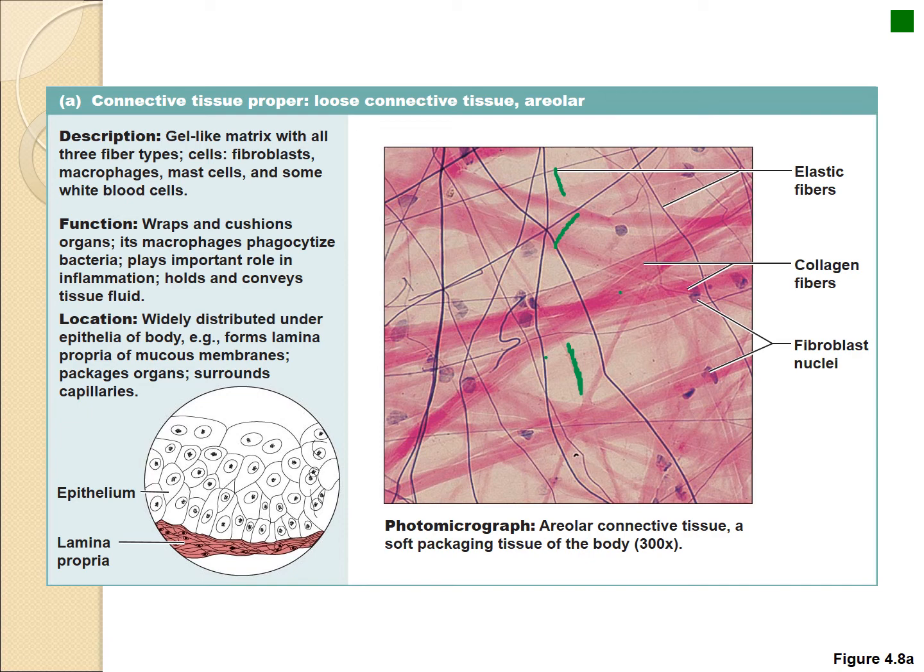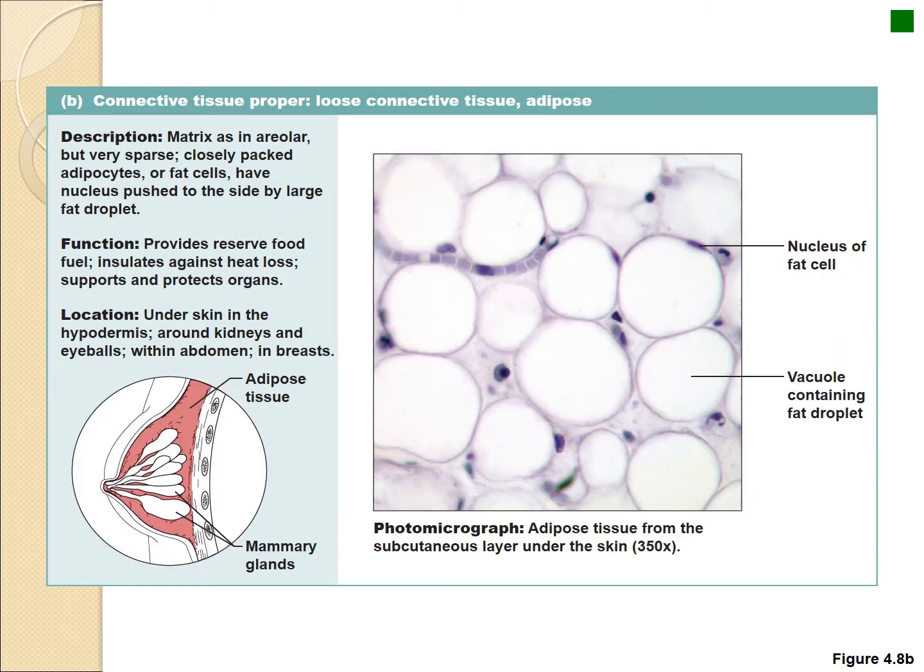You can see what looked like the actual fibroblasts or fibrocytes, we don't know. And then we might even have some white blood cells in there. So again, this is areola. Look at a bunch of slides.